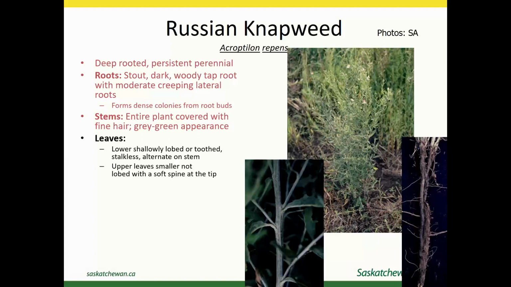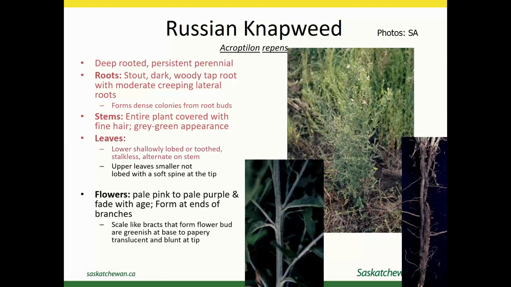Leaves, the lower ones are shallowly lobed. So they kind of look like a Canada thistle leaf without spines on it. They're stalkless, so they attach directly to the bottom of the plant, and the leaves are alternate, arranged on the stem. The upper leaves are smaller, they're not lobed, and they have a soft spine at the tip of the leaf. The flowers are pale pink to purple. And these fade in color with age. They form at the ends of the branches.